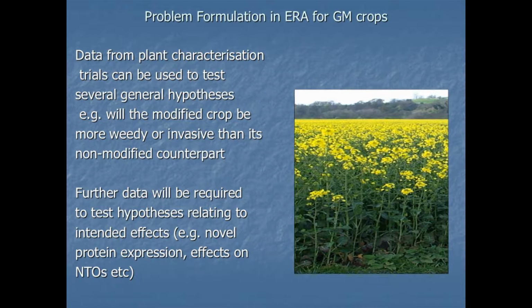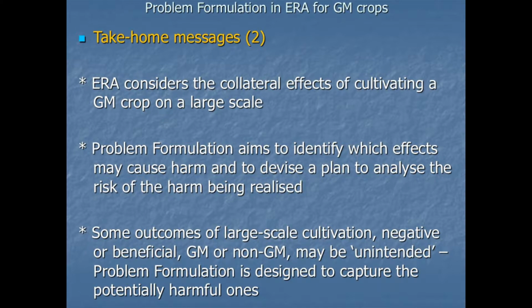And you'll need further data, of course, to test specific hypotheses. And Jorg Remeis is going to talk to us about those in relation to things like effects on MTOs. But for the unintended, the unexpected, there's an awful lot of data you can use from this sort of process. So, the second lot of take-home messages are that the environmental risk assessment, what it's about is considering those effects of cultivating the plant on a large scale. So you've now got, from all the trials you've done in the lab and in the field, the plant as part of your agriculture.